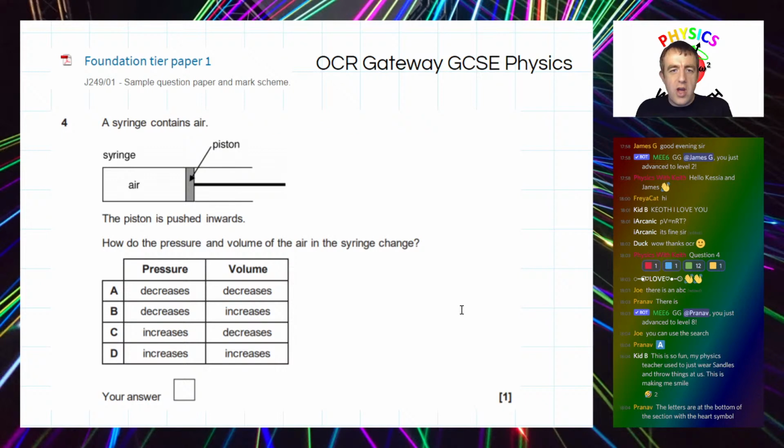Okay, so it looks like everyone's going with C. How does the pressure and the volume of the air change if I push the syringe inwards? Well, the volume is going to decrease, so we know it's either A or C.